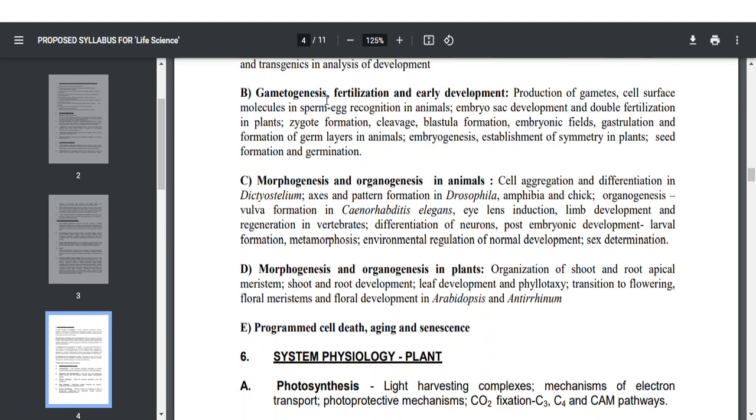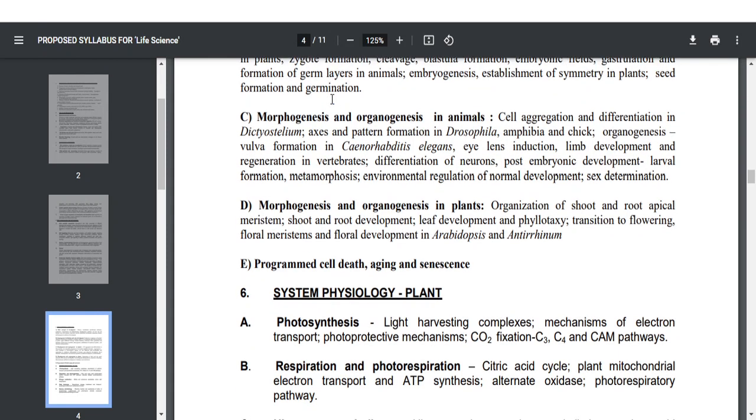Next is the fertilization process, external fertilization in sea urchin and internal fertilization in mammals. Next is morphogenesis and organogenesis in animals, like cell aggregation process and pattern formation in Drosophila, axis formation in Drosophila, and axis and pattern formation in amphibian and chick. So Drosophila, amphibian, chick, mammal, sea urchin and C. elegans are all very important. No need to focus on tunicates, snails and fishes.